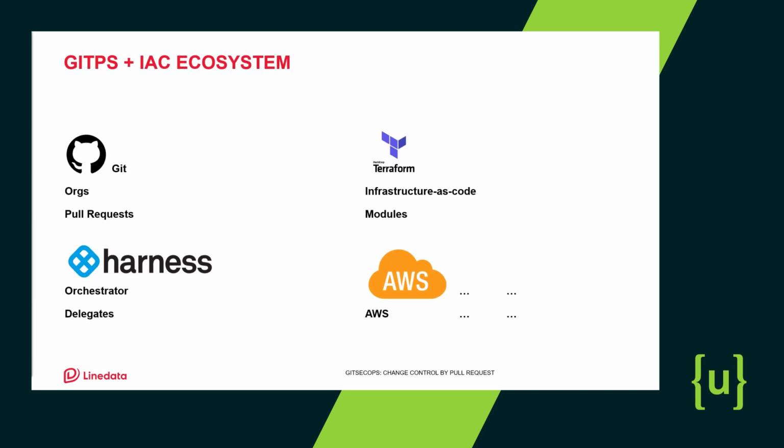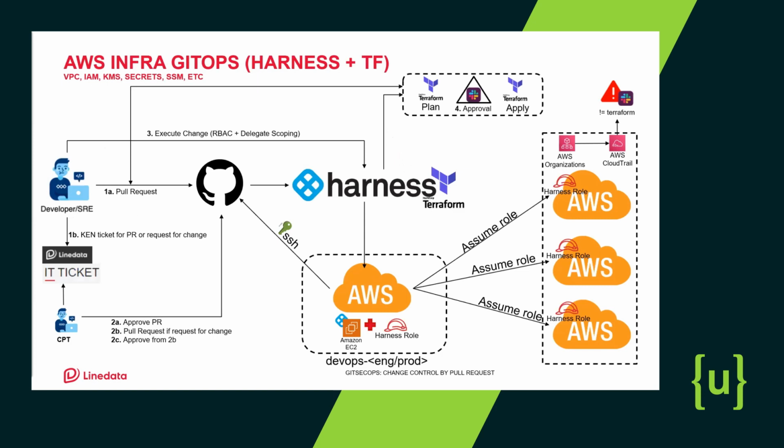Harness happens to be our orchestration engine. Now, I know this is a Harness conference, but you don't have to use Harness. You could use Jenkins. You could use other tools in order to do the actual orchestration, but at Linedata, we use Harness. And then finally, our infrastructure that we're actually going to be deploying to is AWS. So what does this actually look like in practice? I know this is a busy diagram, but we'll follow the numbers sequentially.